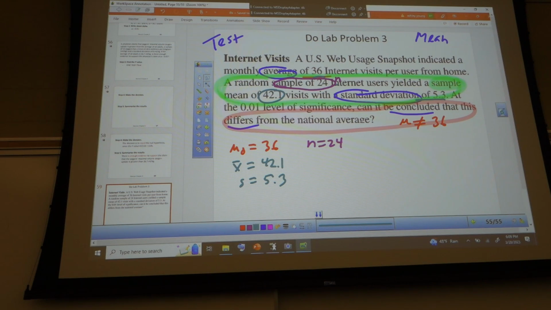Great. And then I have a significance level. My significance level is the same thing as alpha. Everyone hear that? Yes. Alpha is your significance level. So my alpha is 0.01.